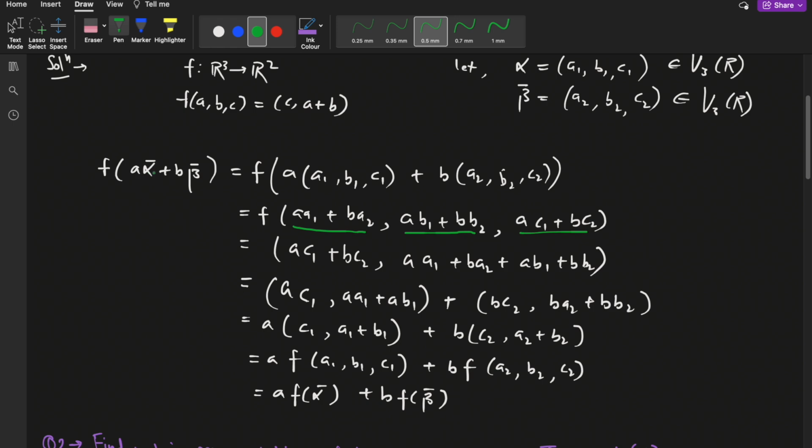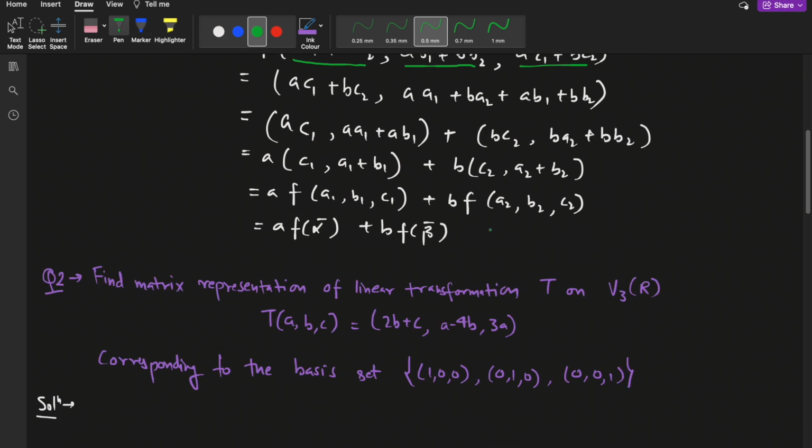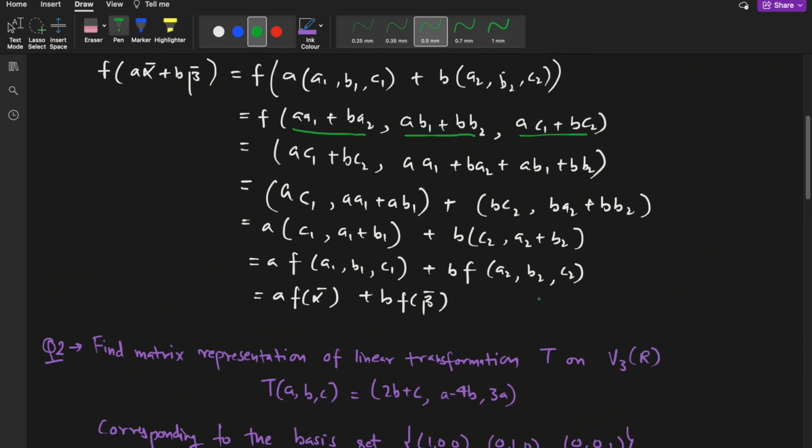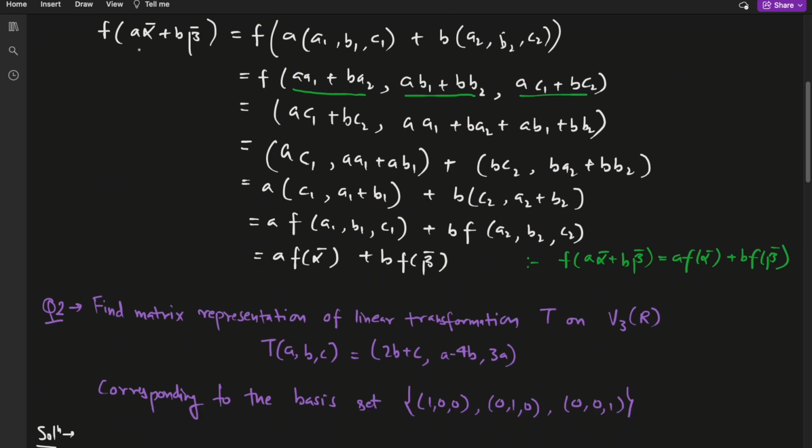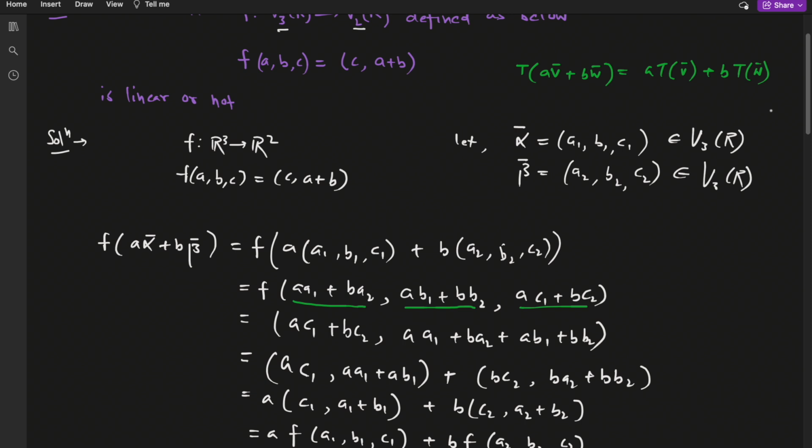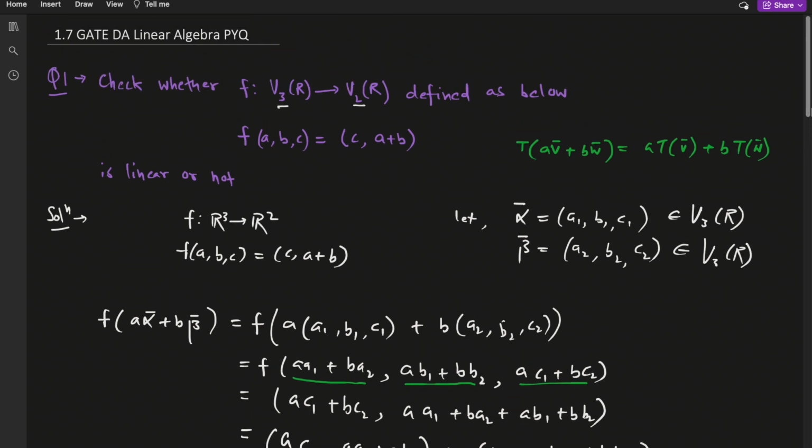We have just proved this. I will just rewrite this: we proved that f of a times alpha plus b times beta is nothing but a times f of alpha plus b times f of beta. We just proved this, so we can say that f is linear. Therefore, f is a linear mapping or linear transformation. Mappings are also called transformations; those are the same word, mapping, transformation, and function. Okay, so I think this question is clear to you.